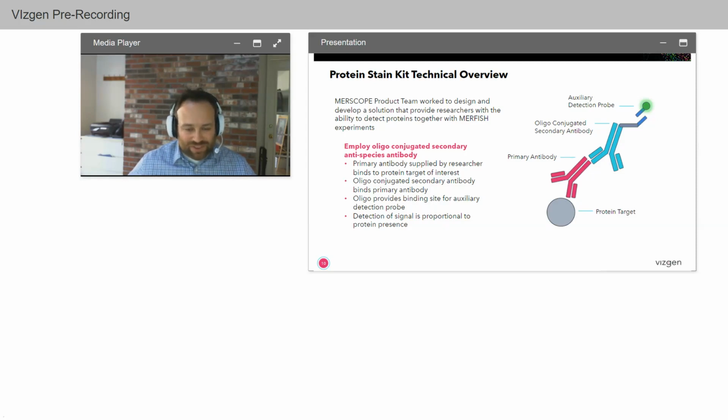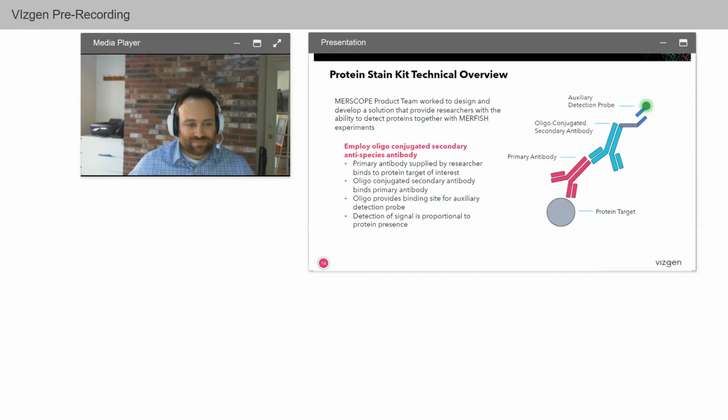And so in this example, we have a protein target that is being targeted by a primary antibody from a host species. For instance, we'll say a mouse. Here we would use our anti-mouse oligoconjugated secondary antibody. This antibody will bind to the primary antibody, and what it has is an oligo conjugated to the back end of it. This oligo contains an encoding probe with a detection probe binding site. When we get to the round of detection, the complementary sequence on that detection probe will bind to that detection probe binding site on the back end of the oligo, and the fluorophore, which is attached to the detection probe, will then show signal that is proportional to the presence of the protein.